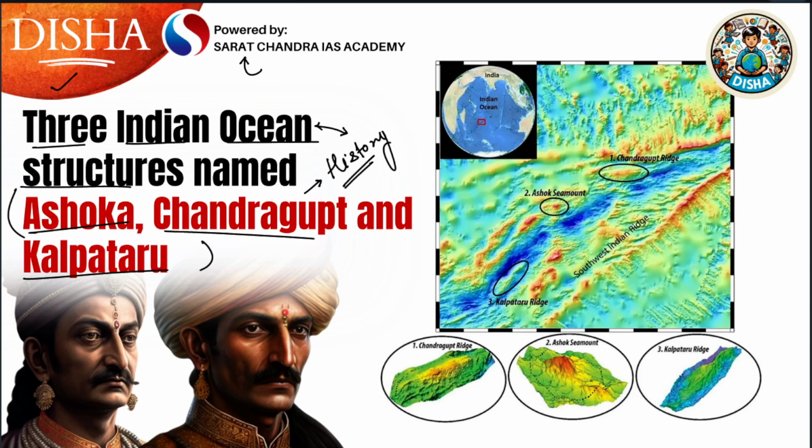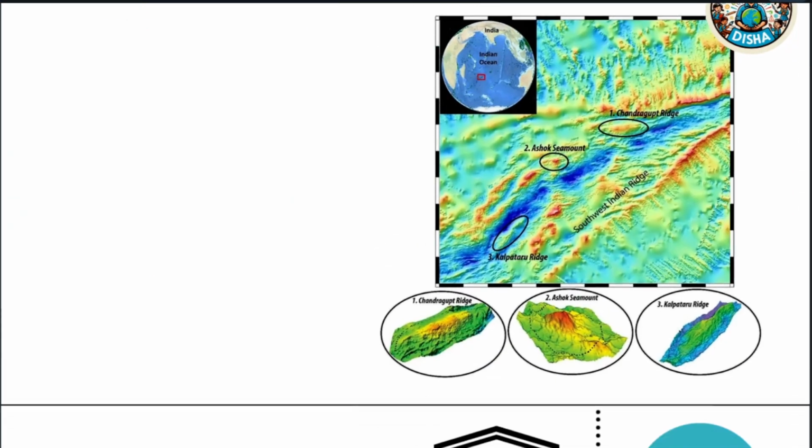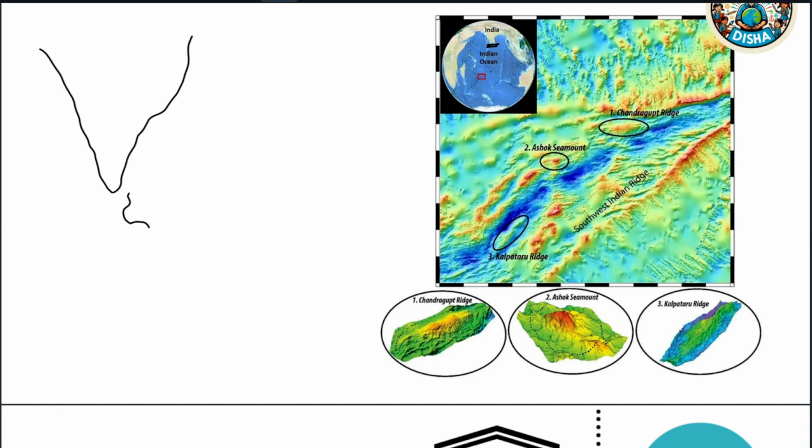Where are these ridges located? First of all, we can see the location. You can see the Indian Ocean here, south of India. Assume this is India, and this is Sri Lanka here. This is much further south, and there are three ridges here. These have now been named the Kalpataru Ridge, then the Ashokan Seamount, and the third one is the Chandragupta Ridge.